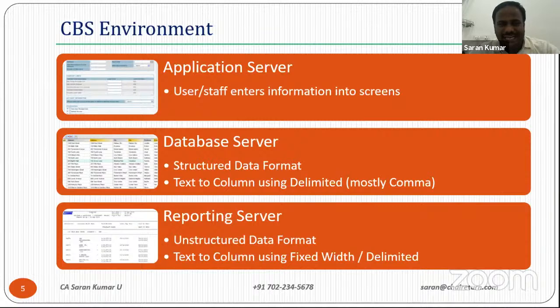So whenever you visit a cashier, he may have opened one CBS screen on the system. He keys in some information into the system. Okay, so the data will go and sit somewhere. What is that somewhere? That is the database server. So front end is application server.